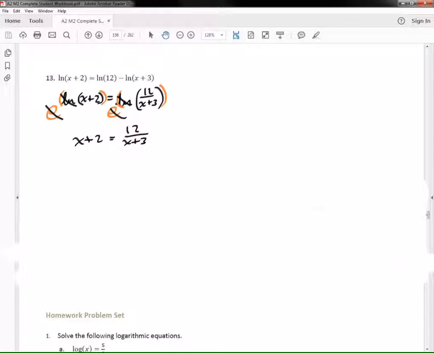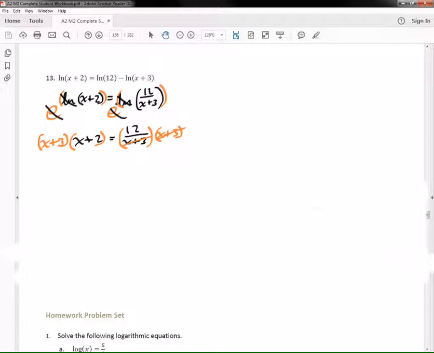Oh, looks like we're going to have a quadratic. In order to get rid of this fraction, we must multiply both sides by x plus 3. When I multiply this side by x plus 3, it goes away. I multiply this side by x plus 3. We must use a box, the tabular method, foiling, whatever you want to call it.